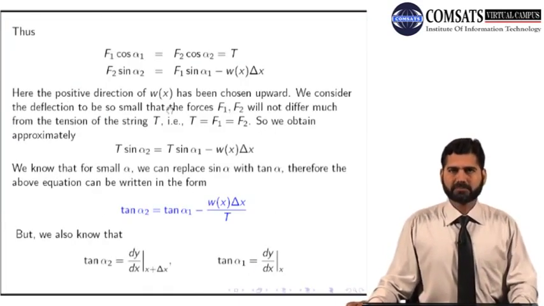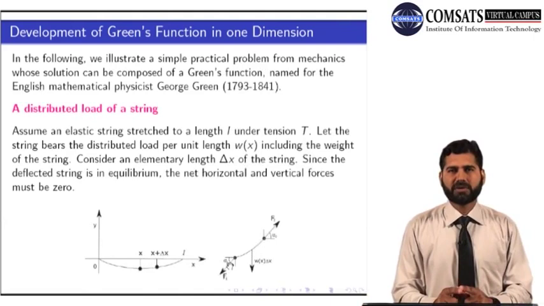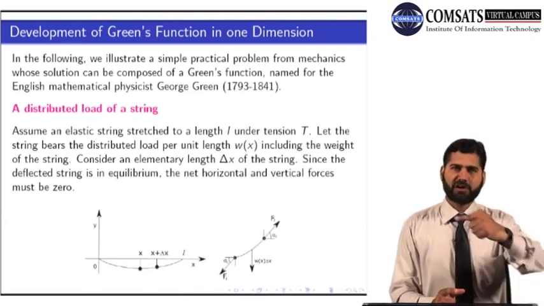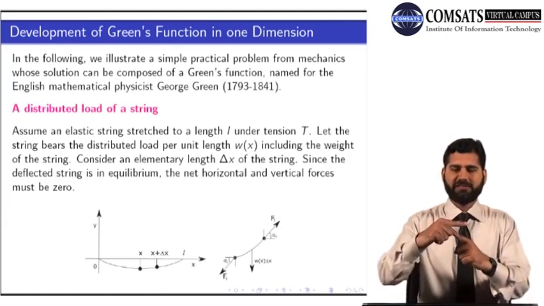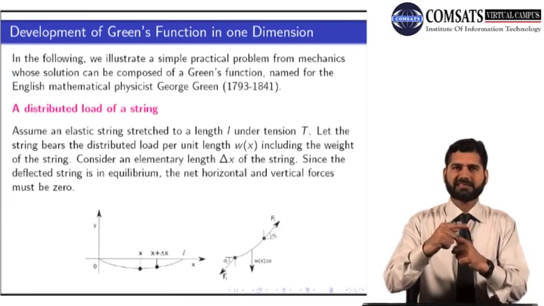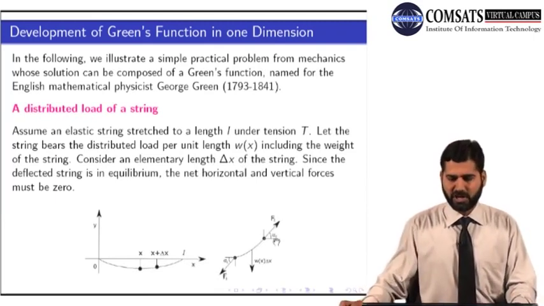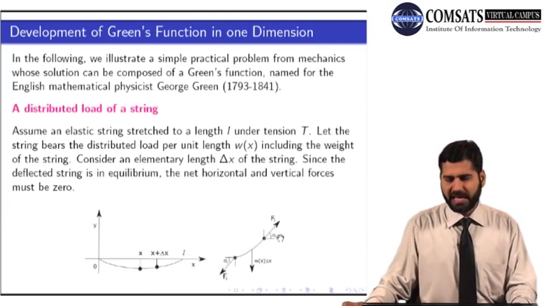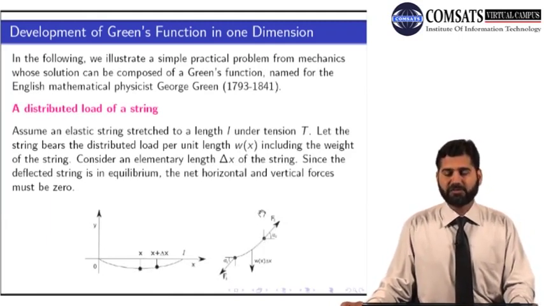Now, if you recall, if this is F1, what are the horizontal and vertical components of the force? F1 cosine alpha and F1 sine alpha, right? If F1 is making angle alpha with the x-axis, then F cosine alpha gives you the horizontal component and F sine alpha gives you the vertical component. So here I am getting F1 cosine alpha 1, and here it's F2 cosine alpha 2. These two are horizontal forces. And the vertical forces are F1 sine alpha 1 and F2 sine alpha 2.